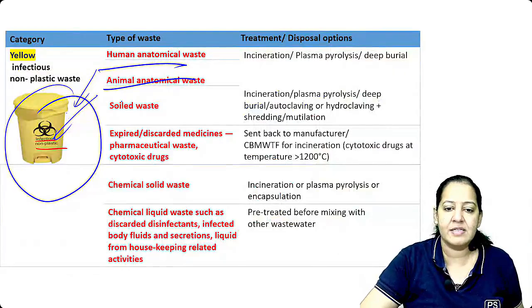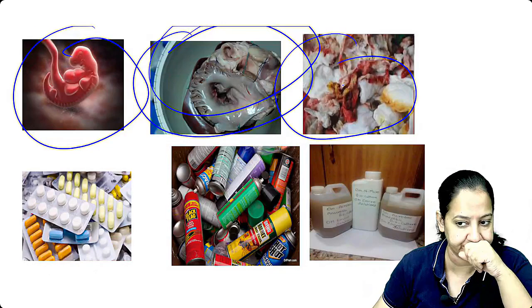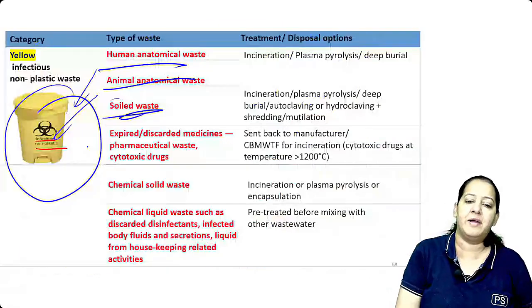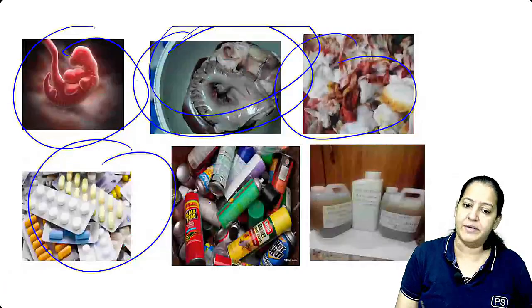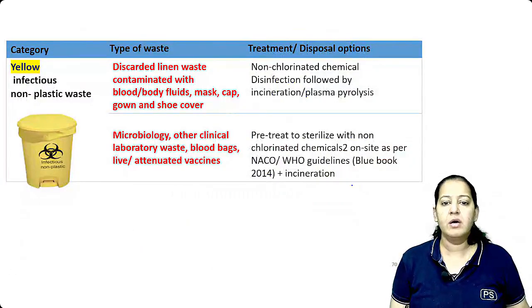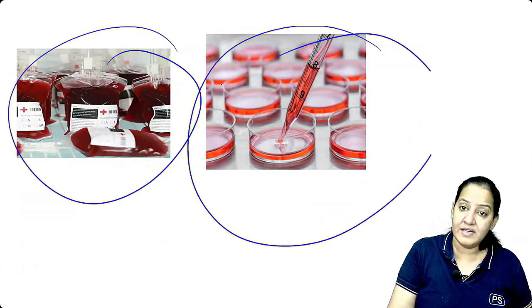The third is the soiled. All the cloth or cotton which is contaminated with blood. So all the soiled one. Okay, all the expired medicine will go in yellow. All the chemical waste, solid and liquid, both solid chemical, liquid chemical. So this is all yellow. Not only this, it contains the blood bank also. Not only this, it contains microbiology waste also.